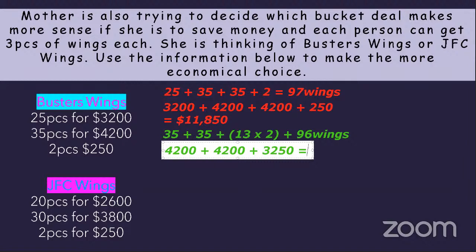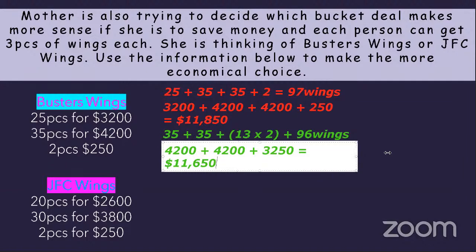I know you guys can do your additions. So I'm just going ahead and quickly working them out because I see you guys actively working your thing out anyway. So this would be $11,650, which is actually cheaper than the option that we have up here. So this is $11,650. And that is another option that we can use for Buster's Wings.